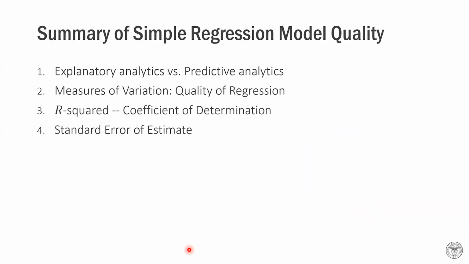In summary, this video has discussed the difference between explanatory analytics and predictive analytics and suggests some statistics for different analytics purposes. In particular, we introduced 3 different sums of squares: SST, SSR, and SSE. We emphasize the importance of R squared in explanatory analytics and standard error of estimate in predictive analytics.